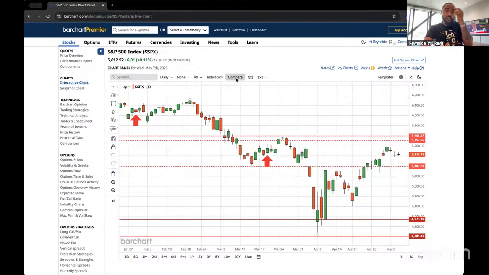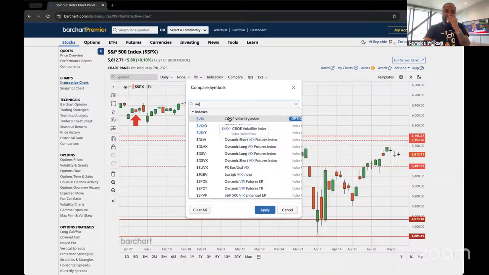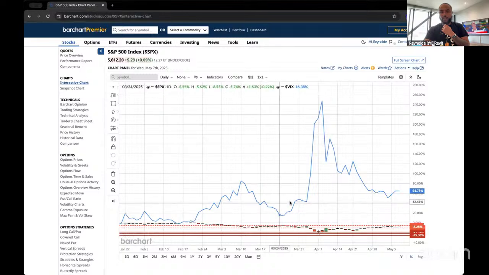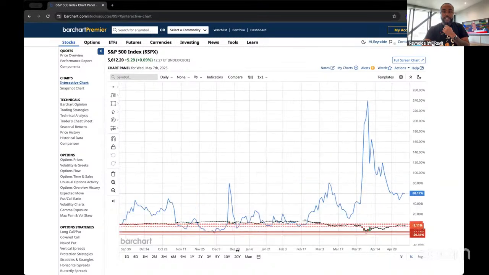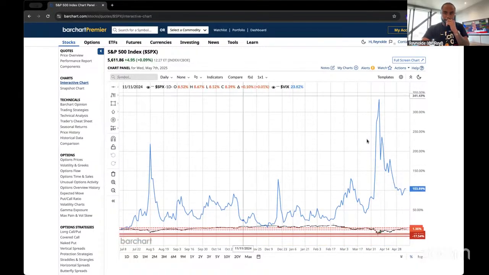So if we pull up and compare this, in Barchart there's this cool tool where you can click compare right here, and I can add a symbol to the chart. Now I can add it by percentage. Let's do main pane percentage change, because I can do actual values, percentage change, net change, but we'll do percent change. We'll see what this looks like. It looks like it spikes a lot more than the market does. You can see this thing spikes 300%.